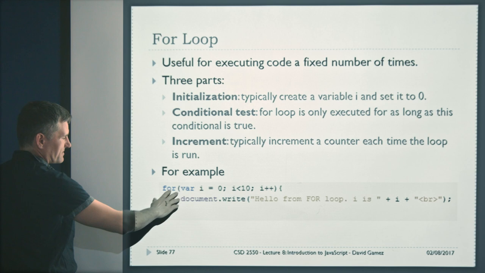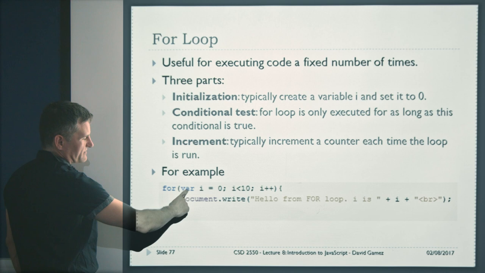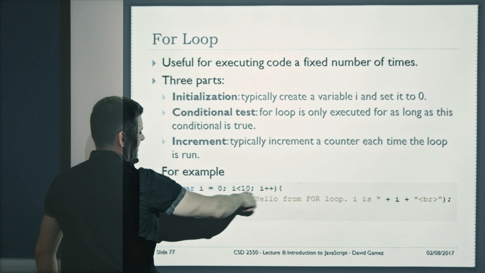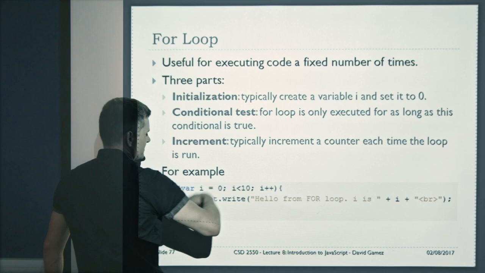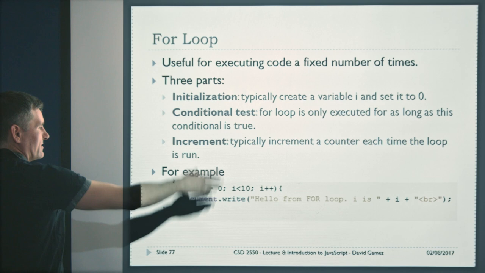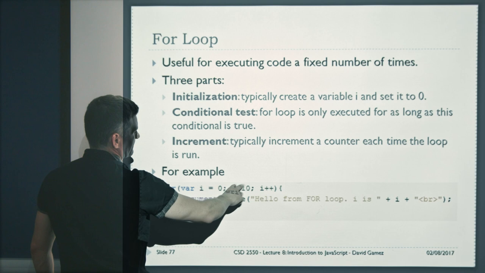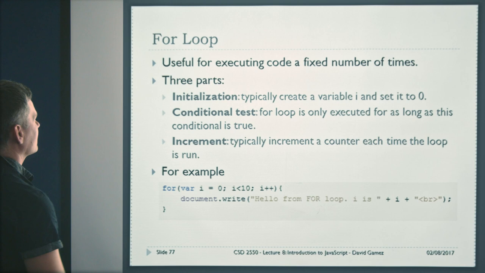We're creating a variable i equals 0. Make sure you use var or i is going to become global. We're going to execute the for loop for as long as i is less than 10. And then we're going to increase i each time we go through the loop. So it's going to output "hello from for loop, i is" with the value of i, 10 times. If you want, you can reverse this condition and decrease i or something like that. You can fiddle around with it in all kinds of ways. But as a standard way of outputting stuff, it's pretty good.